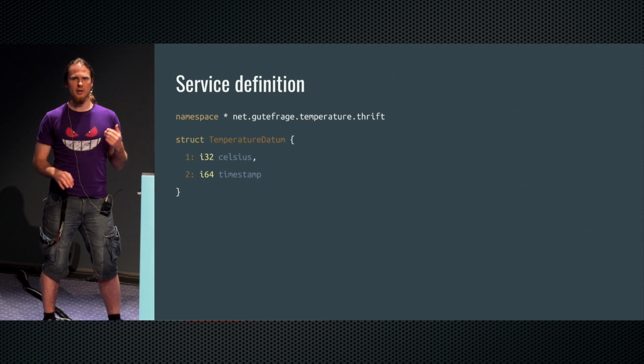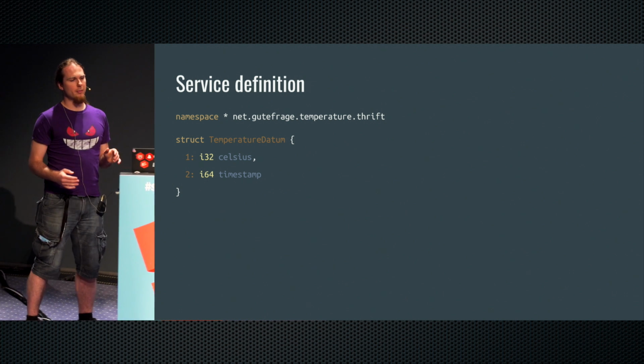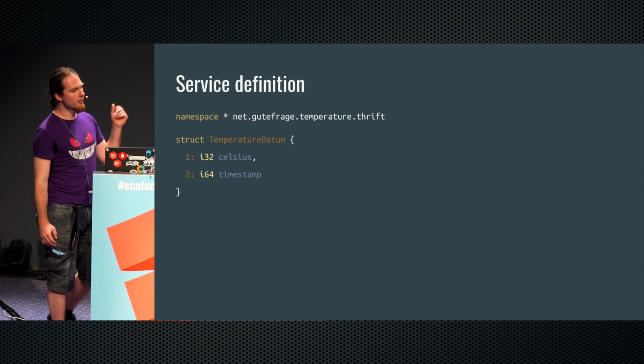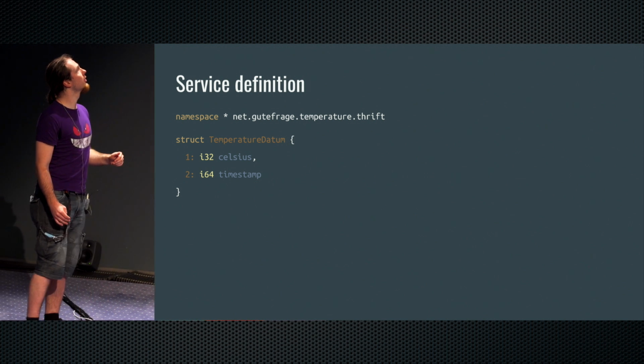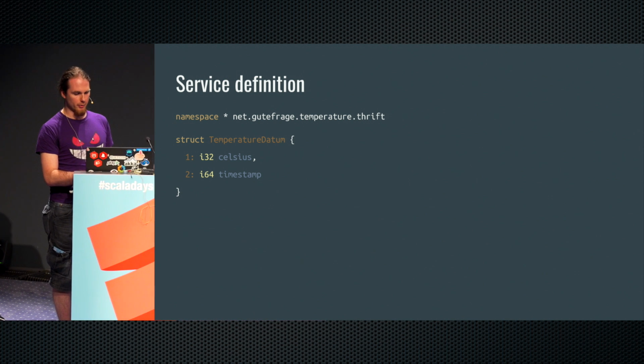Then you have a basic construct. It's called struct. Basically, it maps to case classes in the end, right, what you get out. So we define TemperatureDatum here, so a single data point, which consists of an integer of Celsius, and a long, which is a UTC timestamp.